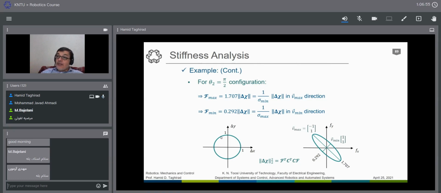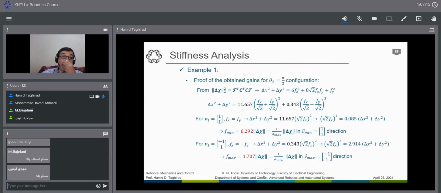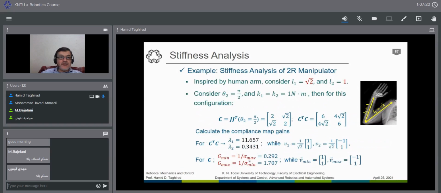Anyways, from all these details, the only thing that is important for you is finding the gains and the directions. The gains can be found very simply by 1 over singular values of this matrix. You don't need all this manipulation to be done every time for every example. The only thing is that you can find what would be the maximum deflection and minimum deflection just simply by 1 over singular value of this compliance matrix that you have in here.